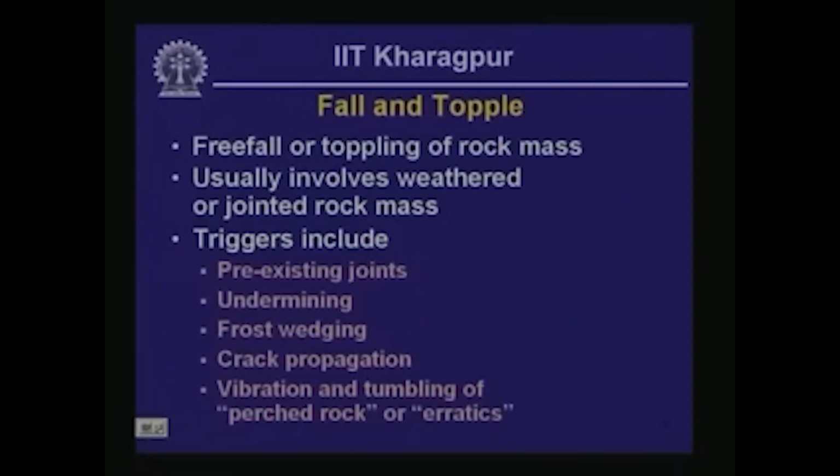Fall and topple, what it means is that it involves free fall or toppling of rock mass. Usually this involves weathered or jointed rock mass. This type of landslide could be extremely fast, and this is triggered because of pre-existing joints, undermining, frost wedging, crack propagation, vibration and tumbling of perched rock or erratics. We are going to look at each of these things one by one, and some of them are explained in the cartoons that are going to come now.